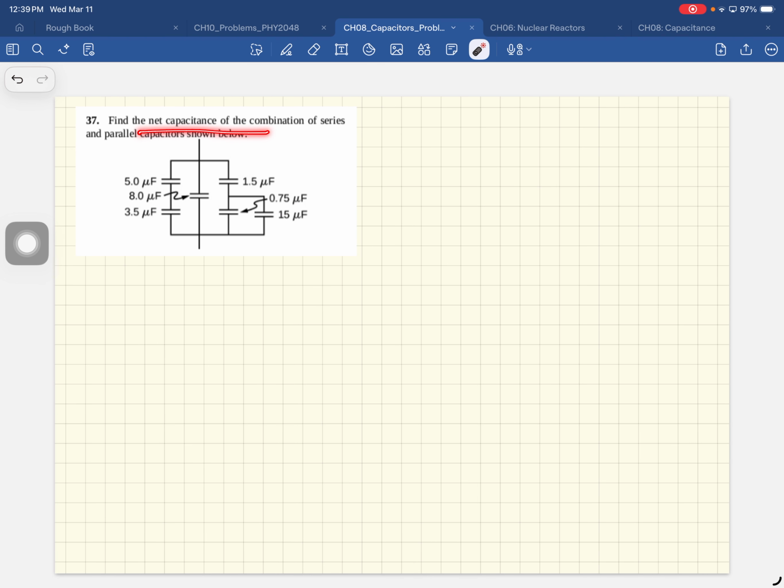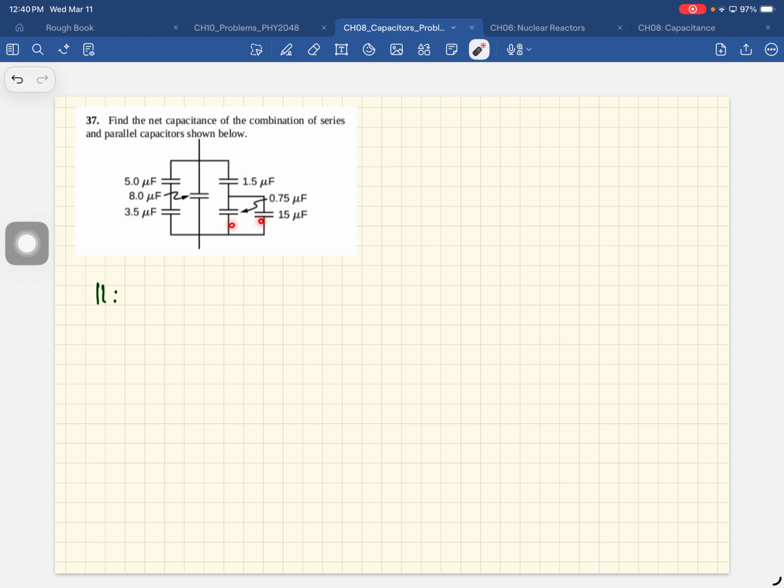This says find the net capacitance of the combination of series and parallel capacitors. Okay. So what you want to do is reduce this to a single capacitance. And the two procedures are how to add parallel and series. So wherever you see a parallel combination, you reduce that to a single capacitor. Here's the series combination, you reduce that to a single capacitor. Okay. So parallel combination, you just add them together.